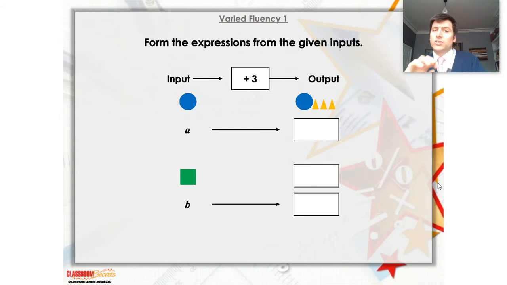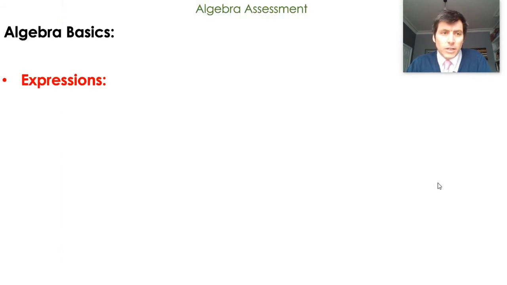Expressions are basically ways of showing something that's happening. So the expression causes the given output. If you see that the blue circle has 3 yellow triangles added to it, so it's plus 3, the expression will be a plus 3. If we have the green square and we add 3 to that, it would be b plus 3. So the expression is what's happening to the original letter to become the new output.